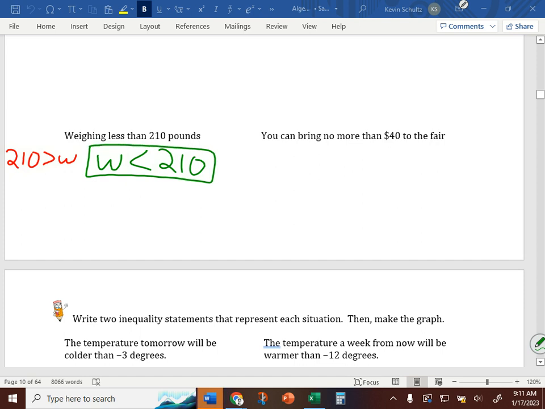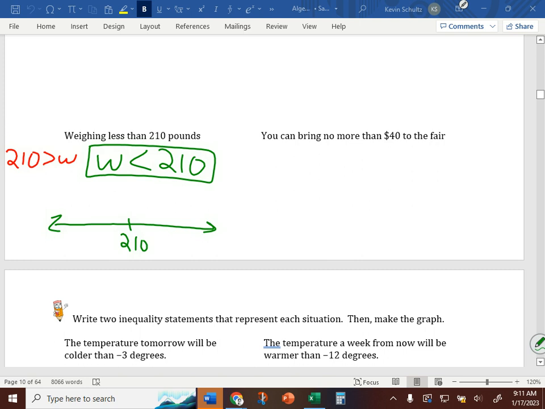This is what we're going to graph here, though. So on the number line, 210 is our reference number. Why wouldn't we start at 209? If we weigh less than 210, why wouldn't we start at 209? Yeah. Because they need to know that we were less. Okay.